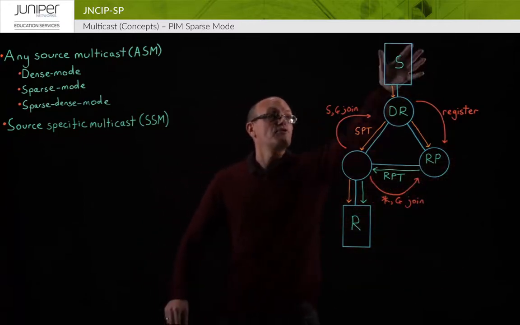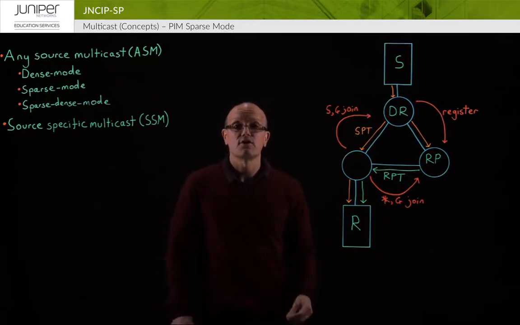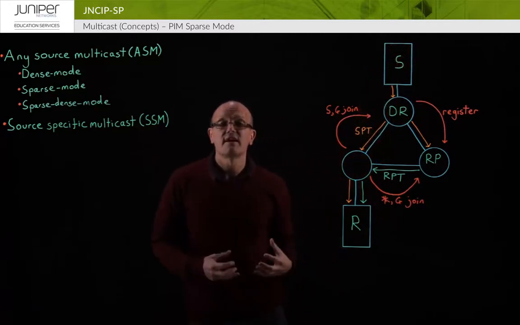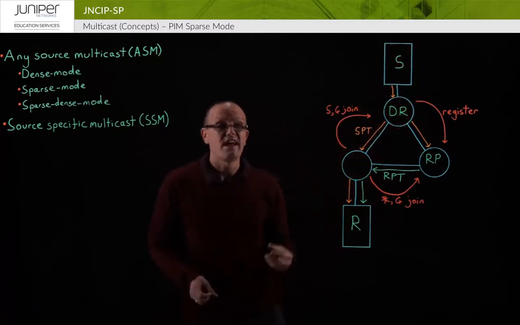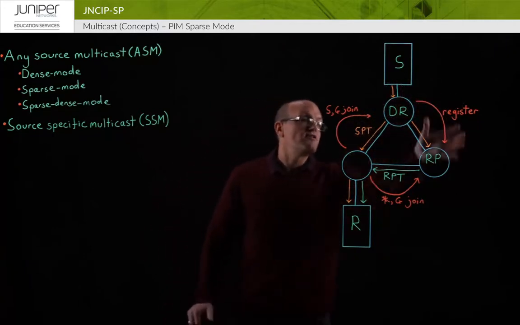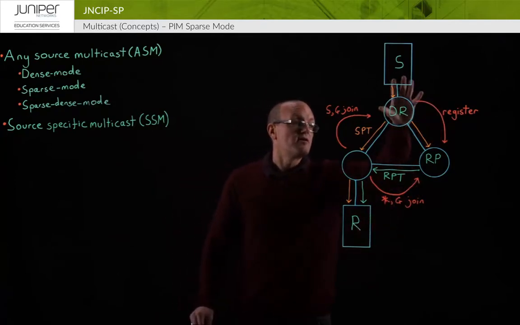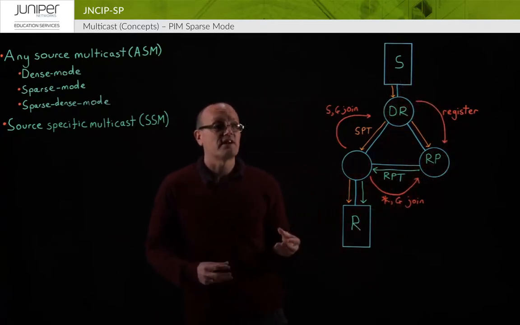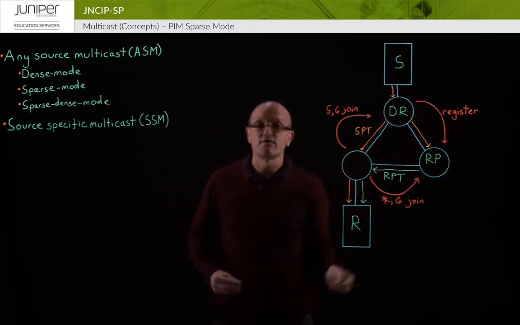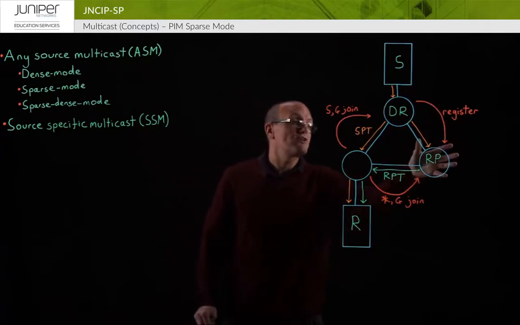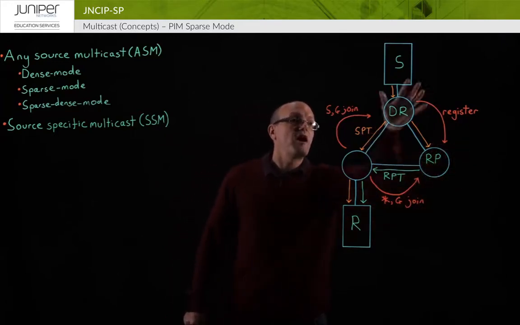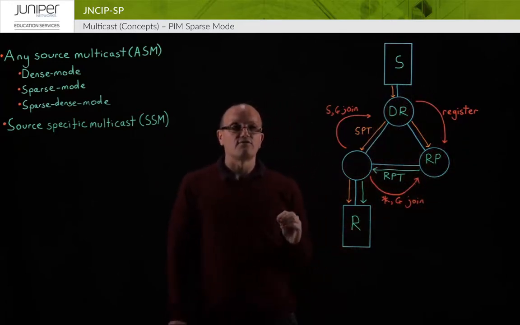Say now a source starts sending traffic to the network to that group. The traffic hits the designated router, the first hop router in the PIM part of the network. This triggers a register message. So this is a PIM register message that encapsulates this multicast traffic, and this is sent to the rendezvous point. This triggers the rendezvous point to send a specific join up to the designated router.